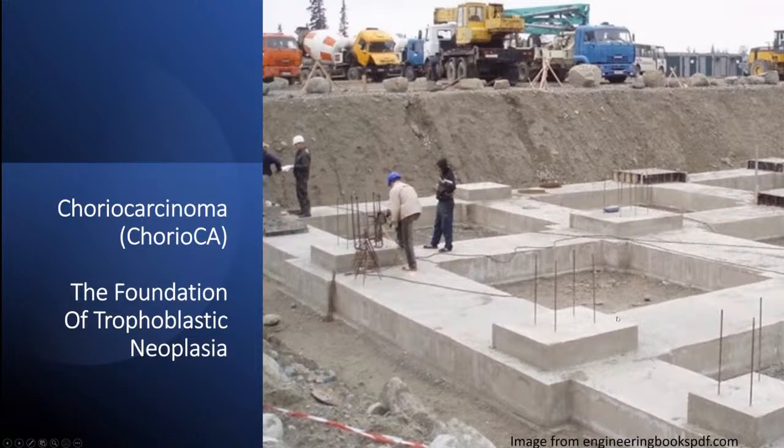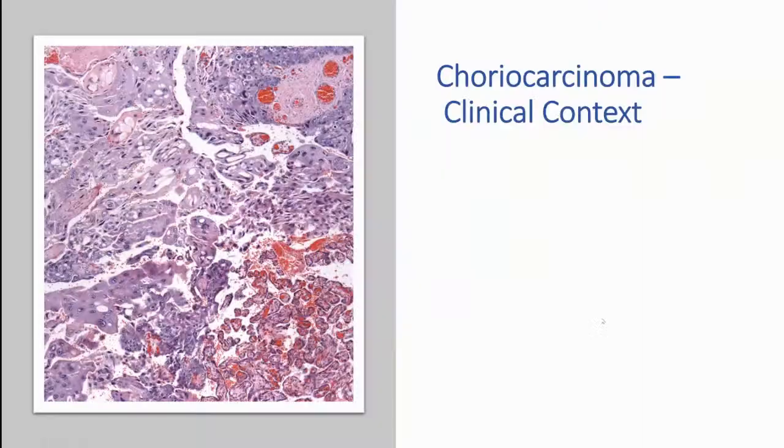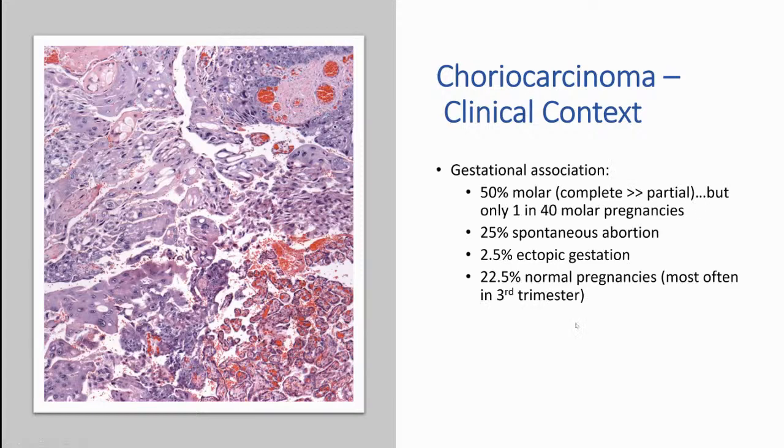So before I start talking about the molar pregnancies, those based with villi, I want to talk a little bit about choriocarcinoma because, in some ways, I think of it as the foundation for trophoblastic neoplasia. So, it helps to start with a little bit of clinical context for why I want to start here.